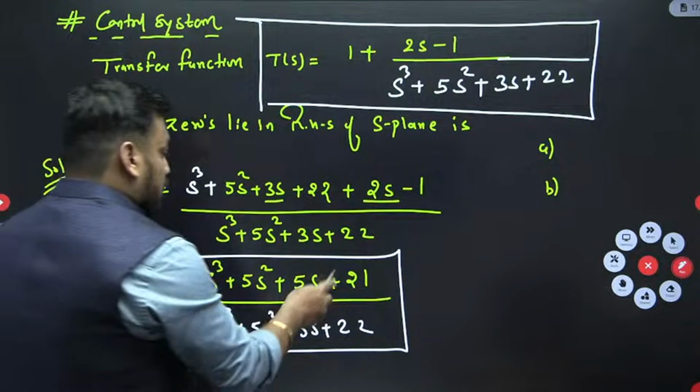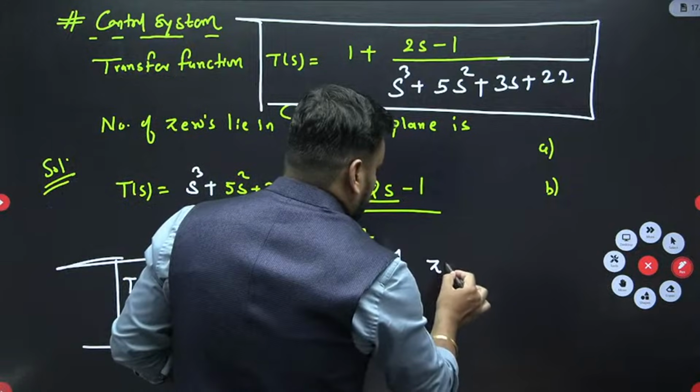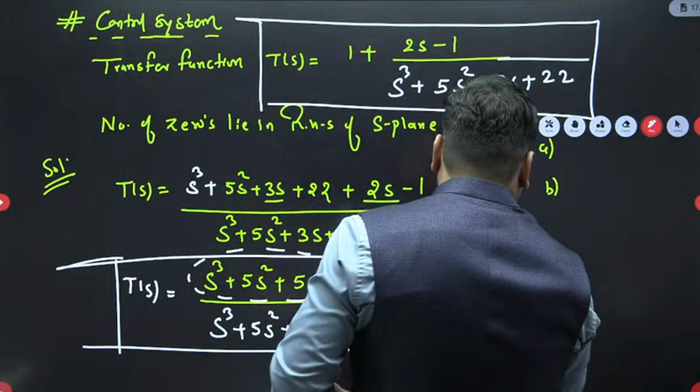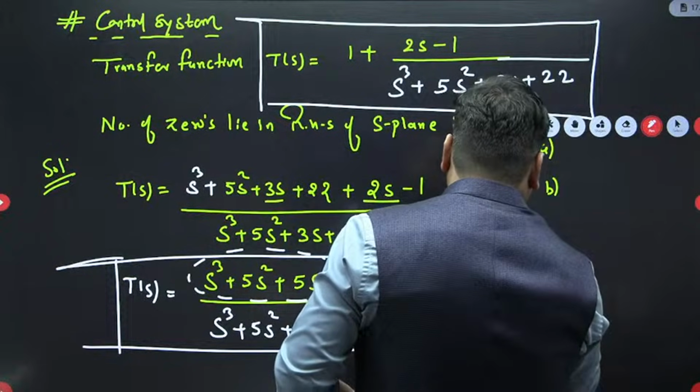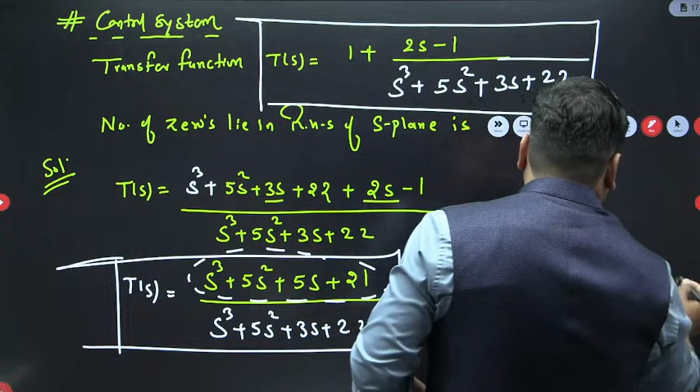So because here we are looking for the zeros, should I focus on this? Yes, sir. To find the zeros, we should only focus on this equation, and that is nothing but s cube plus 5s square plus 5s plus 21 equal to 0.